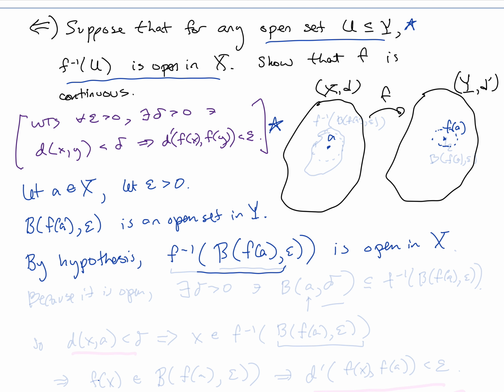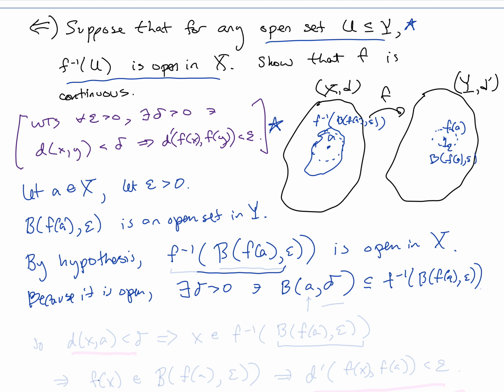So we've got this ball centered at f of A of radius epsilon. The set which is the inverse of that, f inverse of the ball centered at f of A of radius epsilon, must be an open set. In fact, it's not a ball, it might be just some weird set. But because it is open, that means there exists some delta greater than 0 such that the ball centered at A of radius delta is completely contained in f inverse of the ball centered at f of A of radius epsilon.